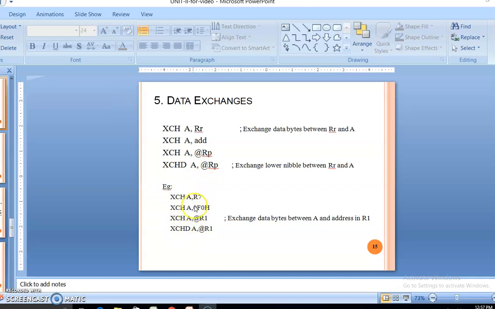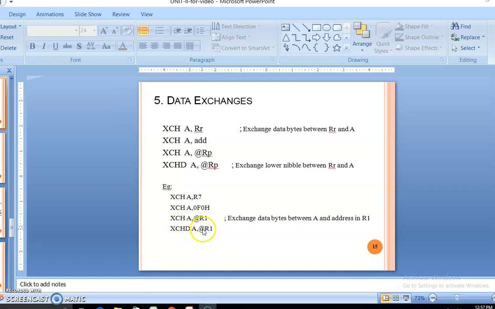So these are the examples. The R7 register has some data, and the accumulator also has some data. They are going to exchange data between these two operands. In the second example, I am using direct addressing mode. F0H is a memory location address, and it has some data, which is exchanged with the accumulator data. Then the third one is an example for indirect addressing mode.